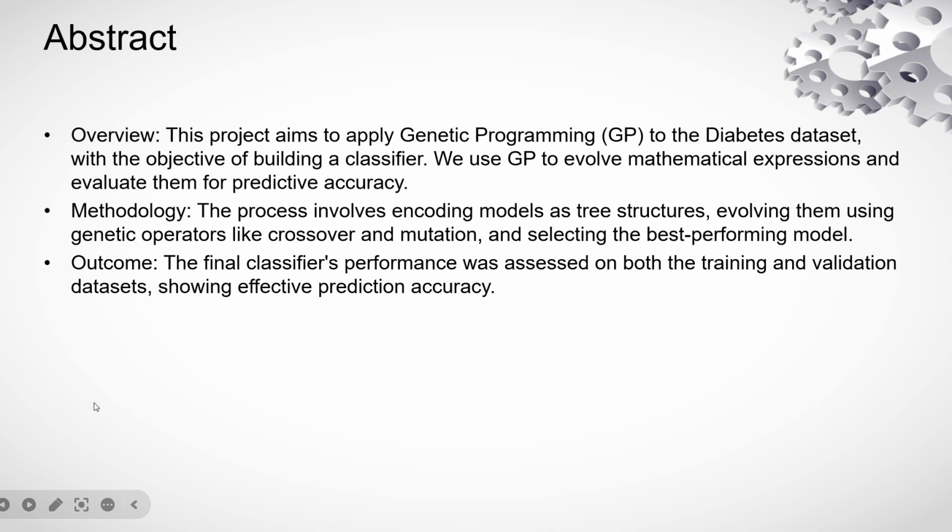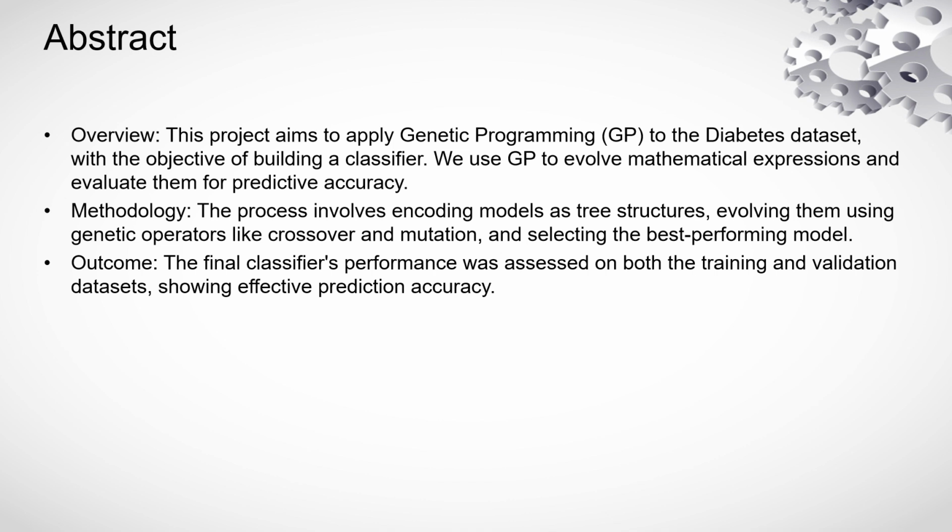In the abstract, as part of the project, I applied GP to the diabetes dataset with the objective of building a classifier, and I used GP to evolve mathematical expressions and evaluate them for predictive accuracy. The methodology involves encoding models as tree structures, evolving them using genetic operators like crossover and mutation, and then selecting the best performing model using selection methods, tournament selection, which I used here.